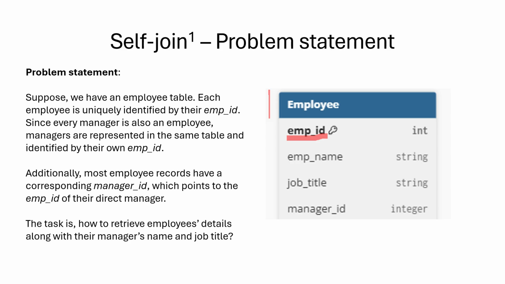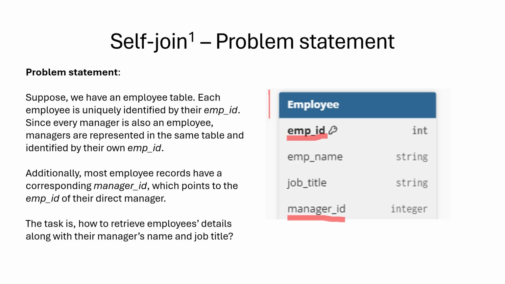Additionally, most employee records have a corresponding manager ID, which points to the employee ID of their direct manager. Now, the task is how to retrieve employees' details along with their manager's name and manager's job title. This is where self-join comes into the picture.